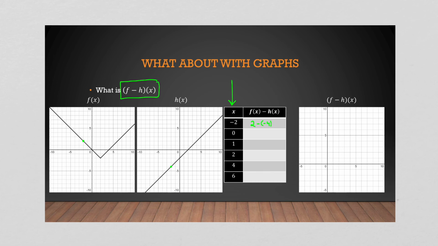I'm going to change to red. You might be able to see it better. 6. So on my new graph, when x is -2, my output is 6. So I have a point up here. The next one, when x is 0, y is 0 for f of x. And when x is 0, y is -2 for h of x, so minus -2. And what do you get this time? You get 4.